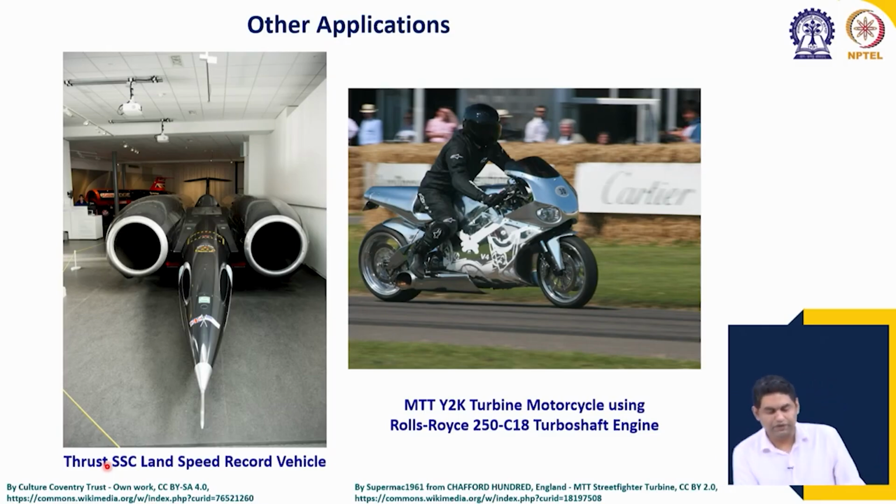Similarly, there has been a production motorcycle, meaning one produced in numbers, known as the MTT Y2K turbine motorcycle. This also used a gas turbine to run. It was a turboshaft engine, a Rolls Royce 250 C18 turboshaft engine, similar to helicopters, but here it is driving the wheel. So, mechanical drive to the wheel.